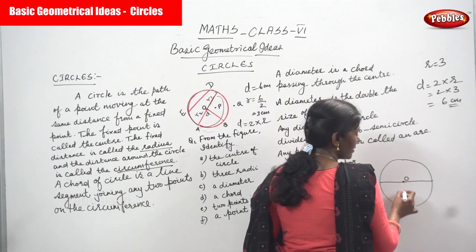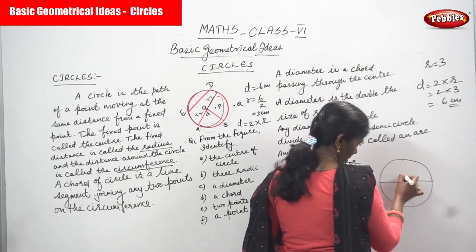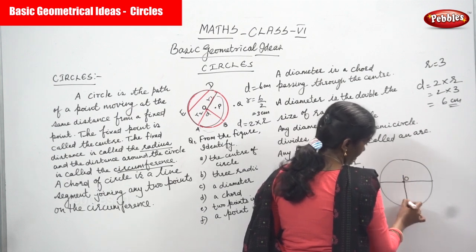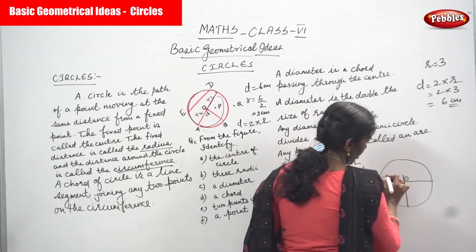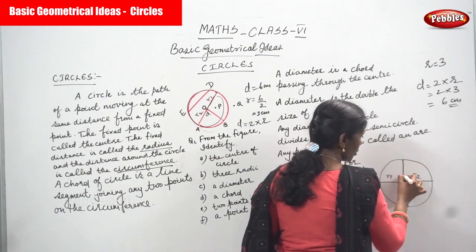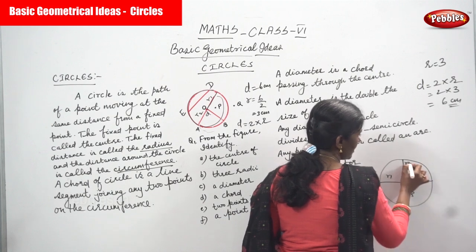After that, this diameter cuts into this one radius. This is another radius. This is a radius. So this also we can call a radius. Okay, this is radius 4.